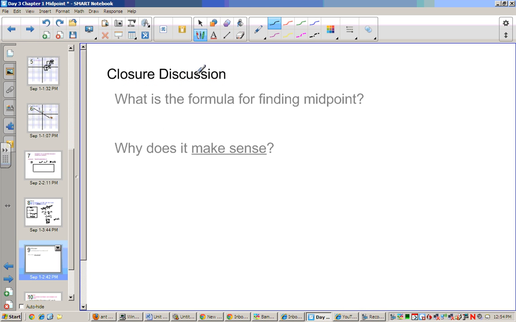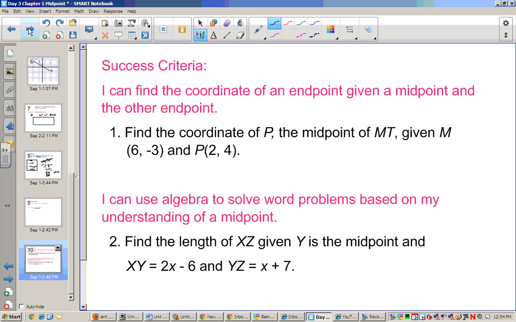All right, so now hopefully you know the formula for midpoint, and it makes sense because that's the point in the middle. Hopefully you can do the success criteria at the end, give them a shot, and see how well you do.